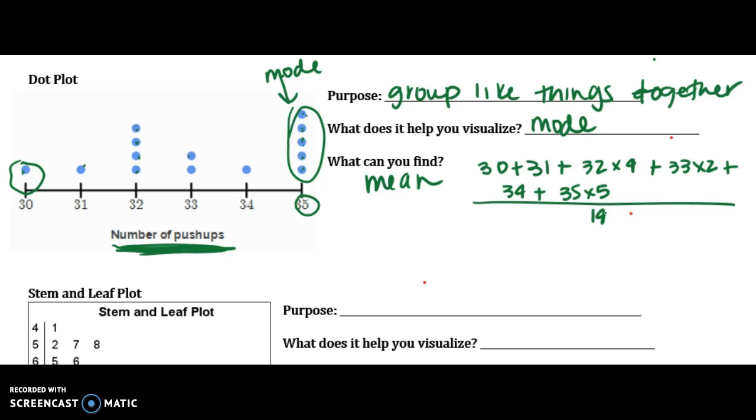You could also find the median, again, just by doing your tick marks. And obviously the mode is very easy to find as well.